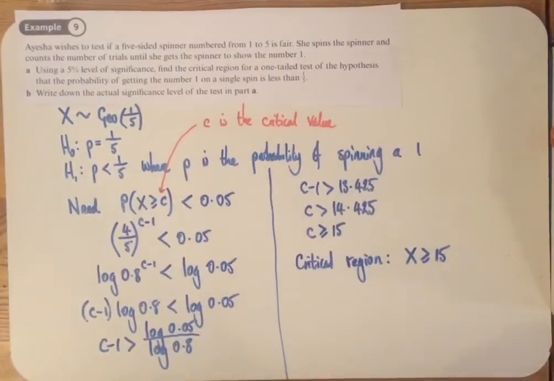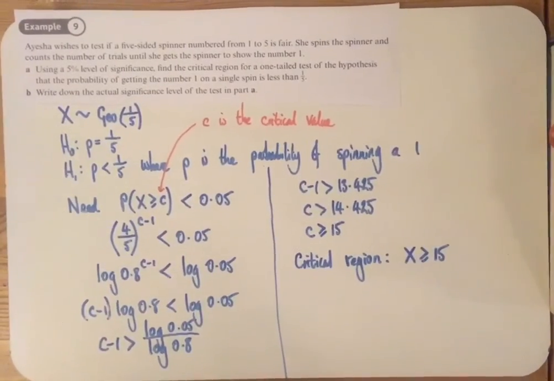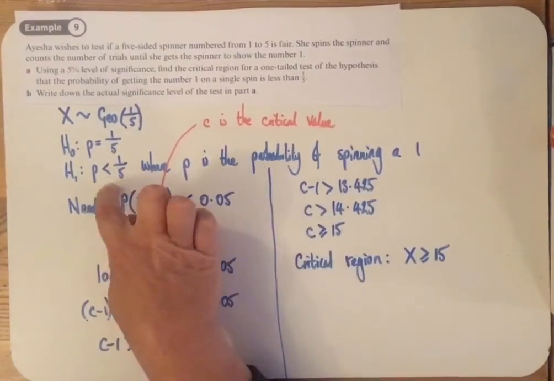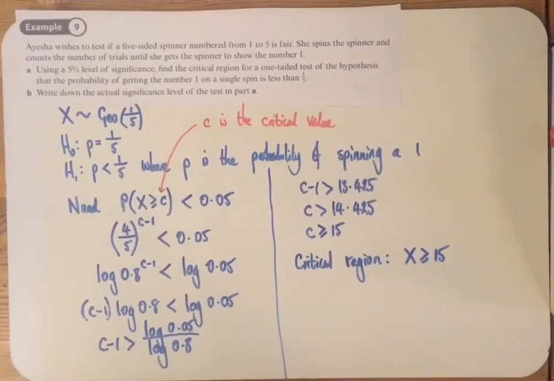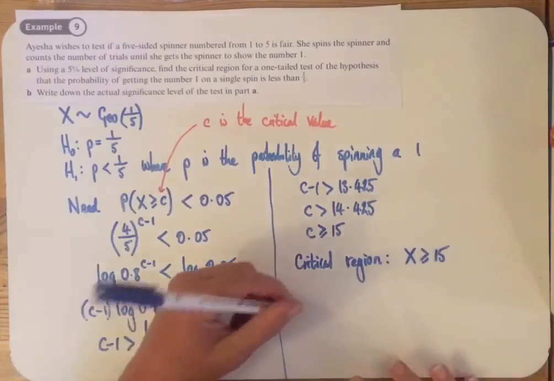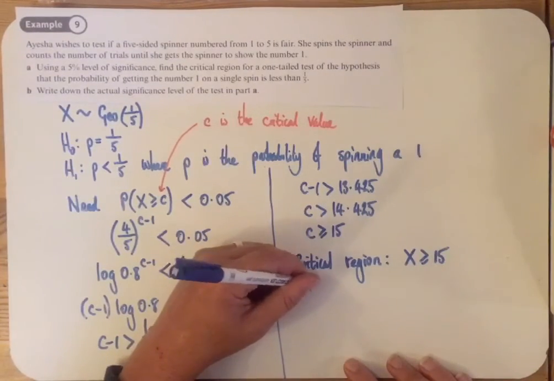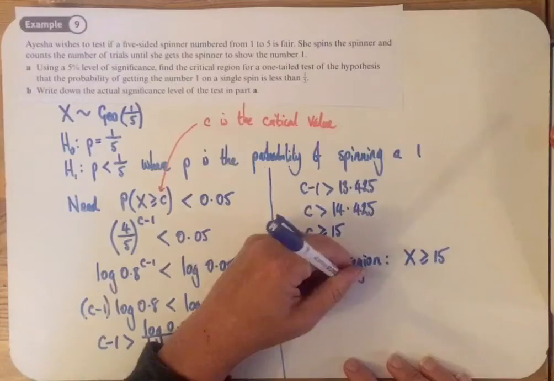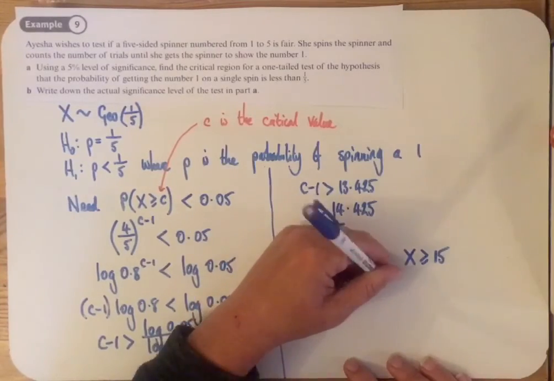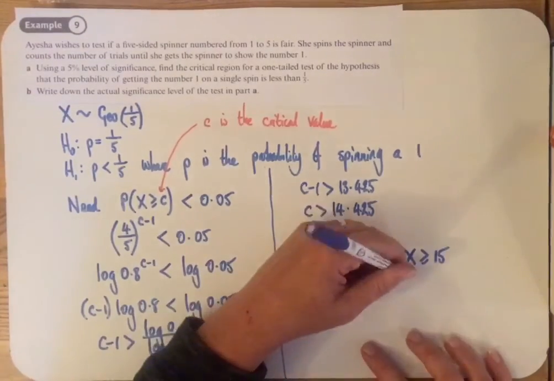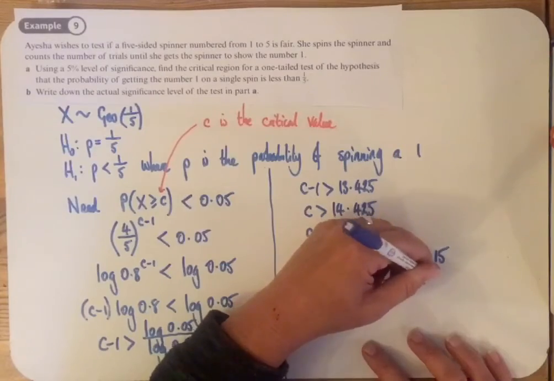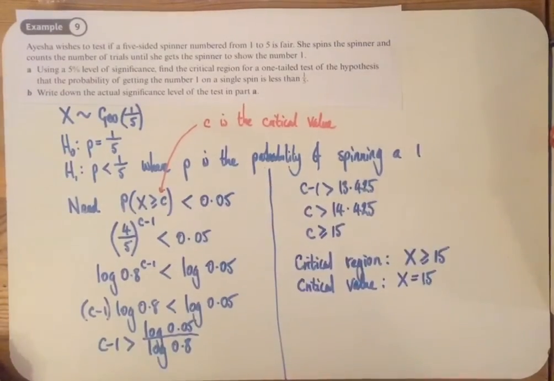So if you have 15 or more spins before you get a 1, you're going to conclude that p is less than a fifth, because the probability of that occurrence is going to be less than the significance level. And the critical value is where you go from accepting the null to accepting the alternative. So that's x equals 15 if you need it.